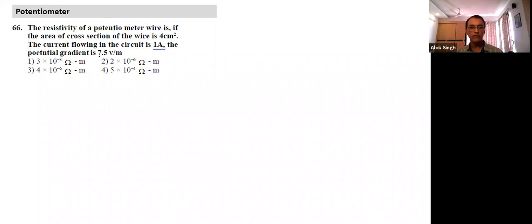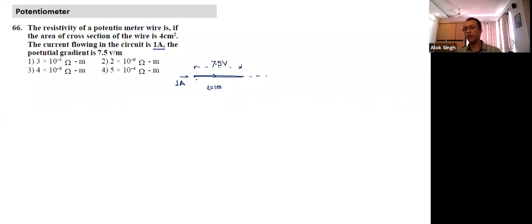Potential gradient is 7.5 volts per meter. So what does it mean? If I take a part of the potentiometer wire, what length do I take? If I take L is equal to 1 meter, and this is a longer wire, and current flowing is 1 ampere. Potential gradient is 7.5 volts, meaning the potential difference in 1 meter length of wire will be equal to 7.5 volts.